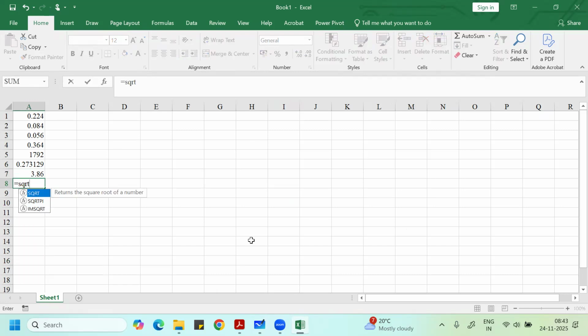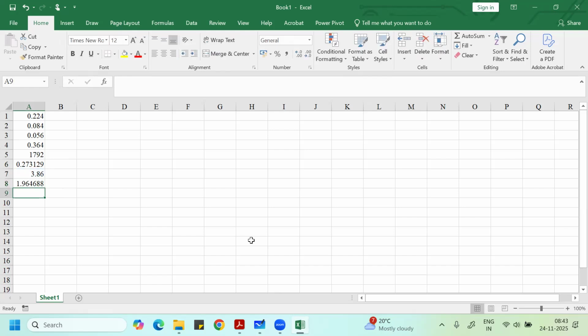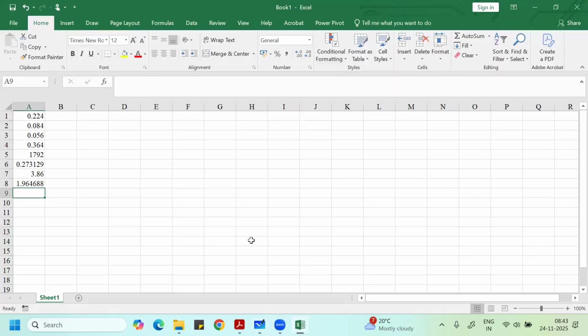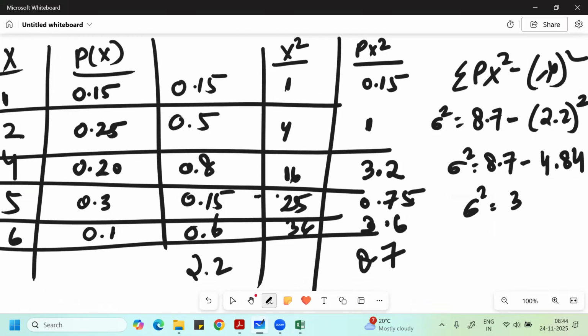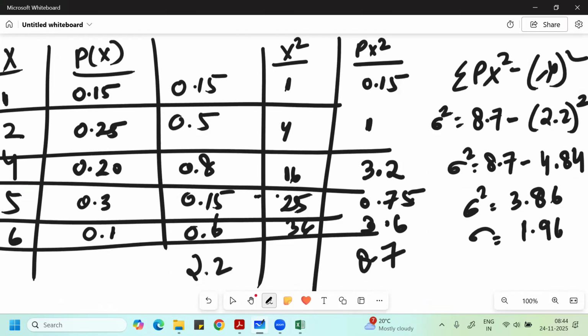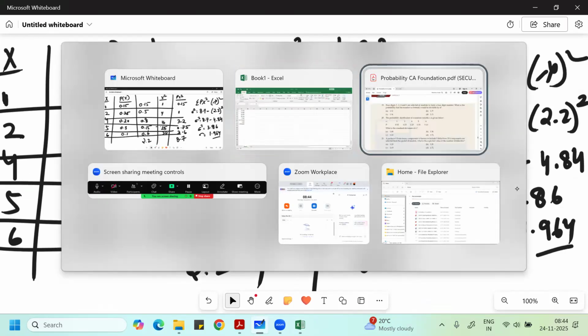The standard deviation would be the square root of this value. If you find the square root of 3.86, you get 1.964. So the variance is 3.86, and the standard deviation would be 1.964. 1.964 is your standard deviation.